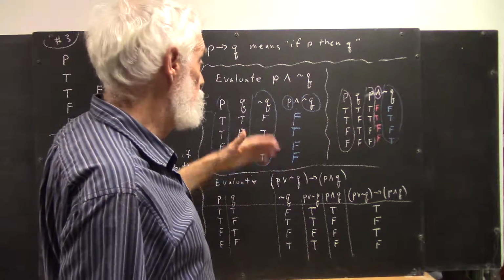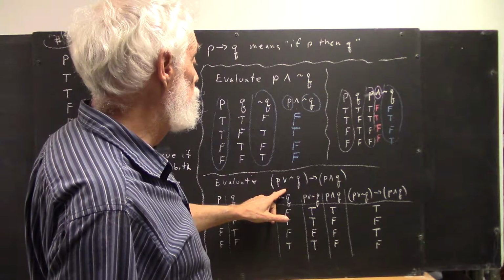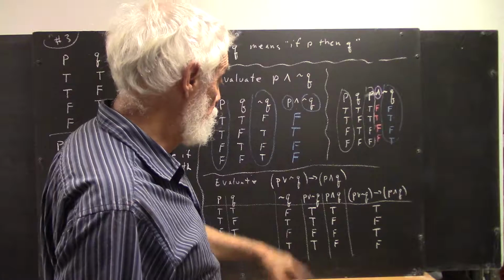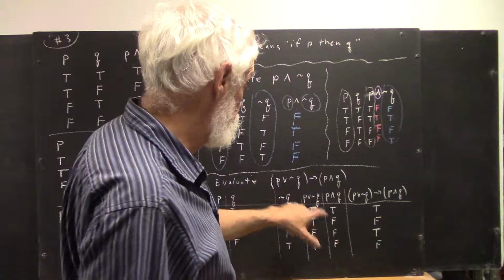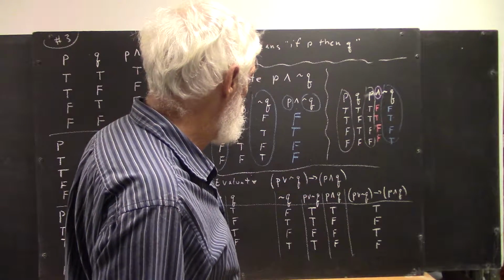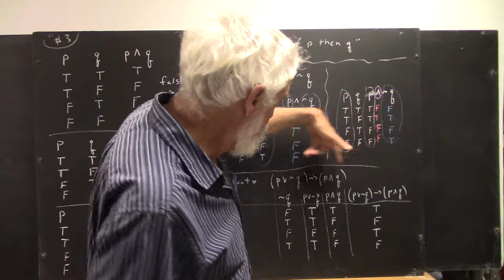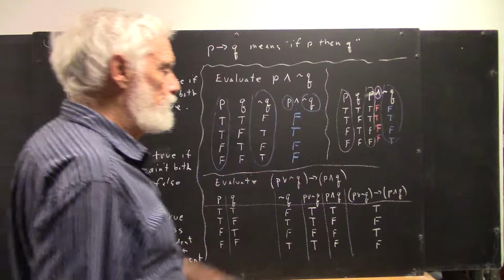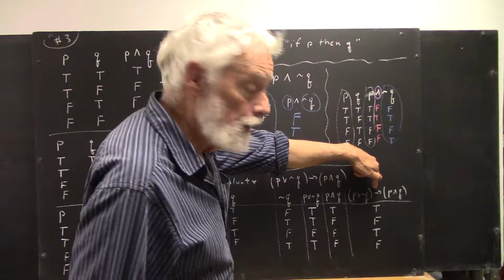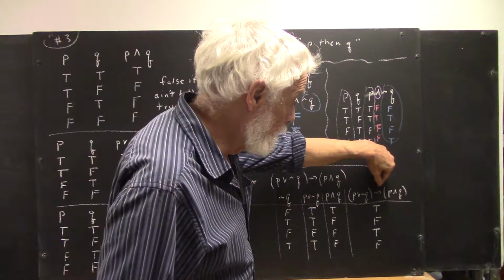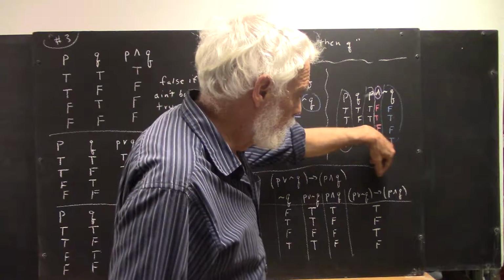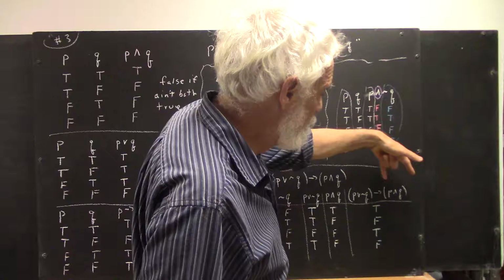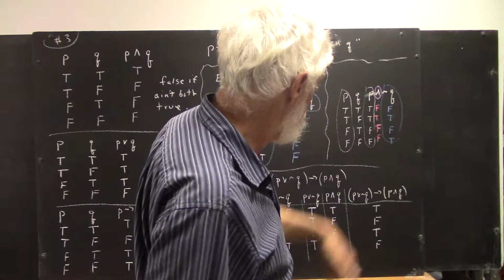What about, now I'm going to evaluate this way. P or not Q, if P or not Q, then P and Q. This is an if this, then this. Well, again, we start by writing this out over here. Now, what is this ultimately? It's an if-then. What do we need in order to evaluate this? We need the value of P or not Q, and we need the value of P and Q.